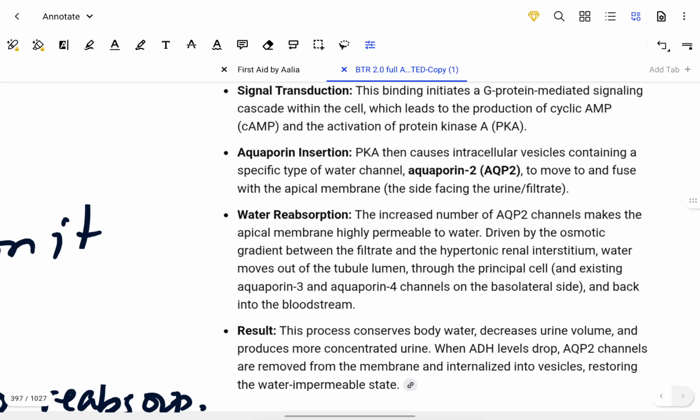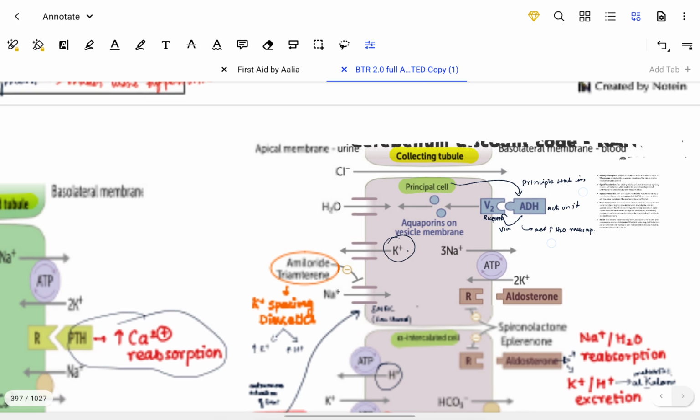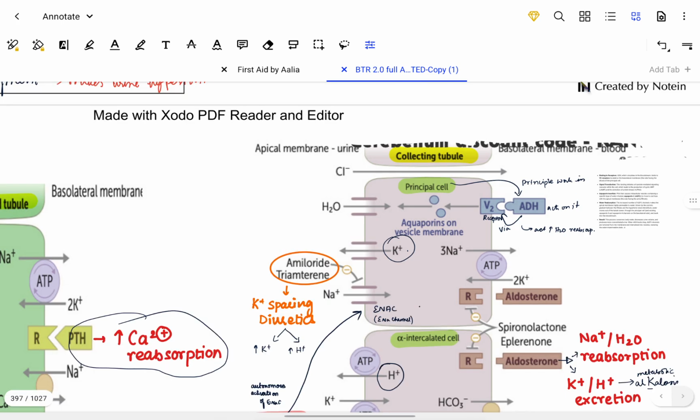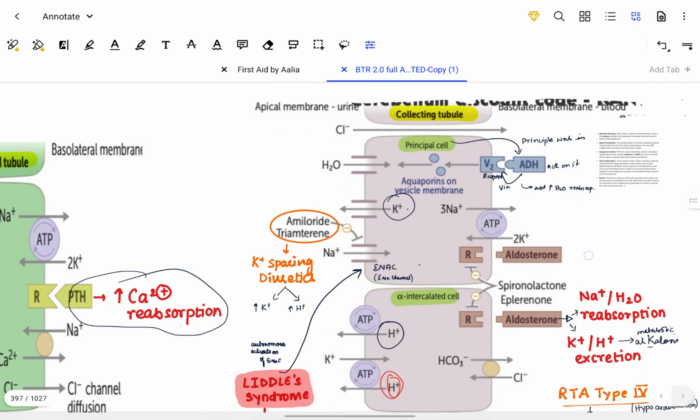Driven by the osmotic gradient, the filtrate and the hypertonic renal interstitium, water moves out of the tubular lumen through the principal cell and exits via aquaporin 3 and 4 on the basolateral side and back into the bloodstream. So there are a few aquaporin channels present here in the principal cell.